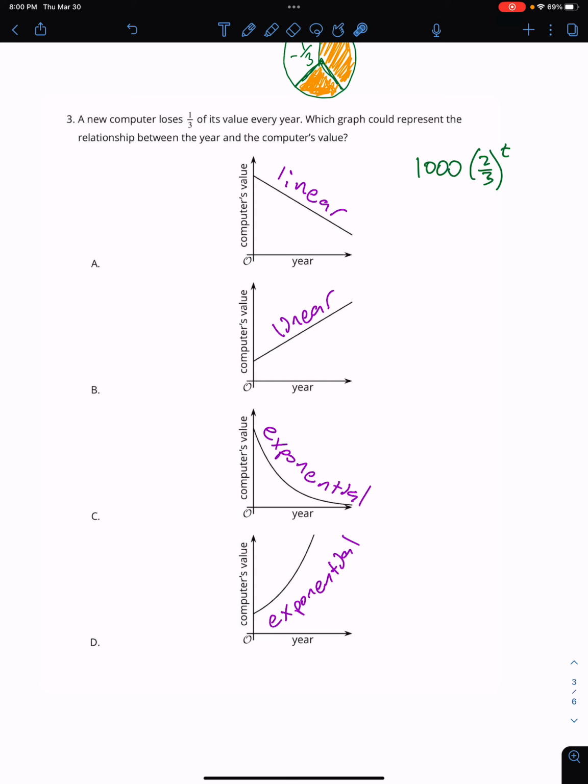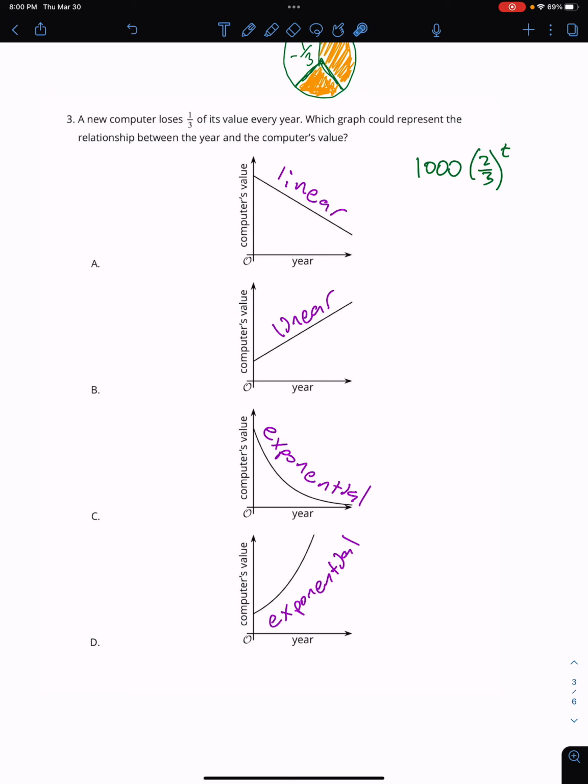So my only 2 choices are the exponential graphs. They really want us to recognize the classic shape of an exponential graph. If it's going downhill, it's looking like this. If it's going uphill, it gets faster and faster and steeper as it goes up.